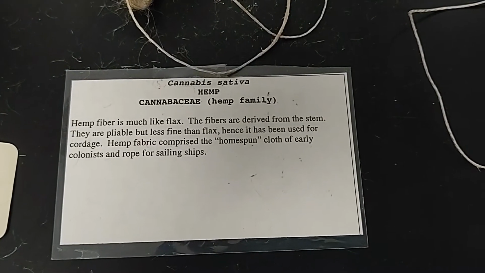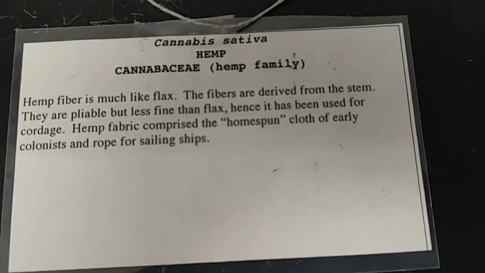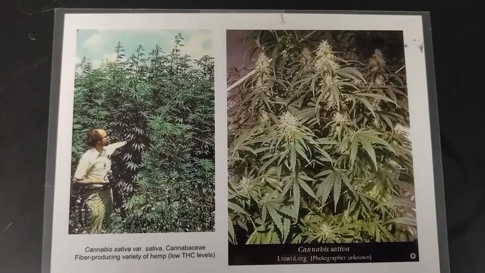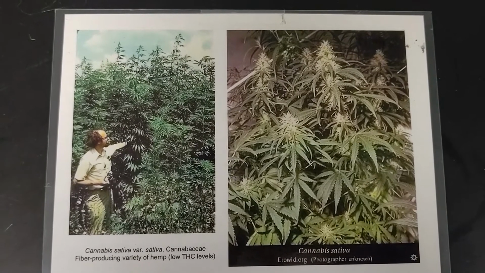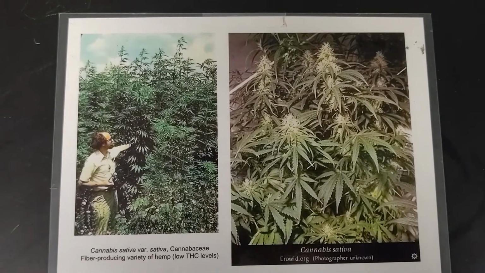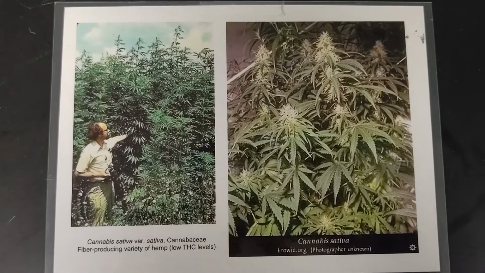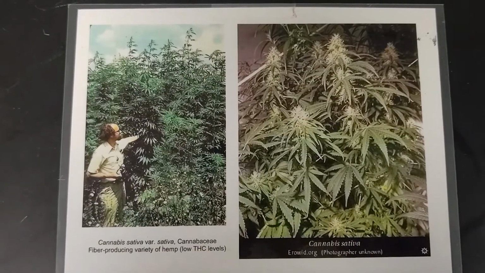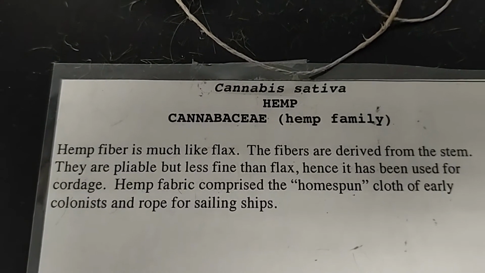The next bast or soft fiber we'll discuss is hemp, Cannabis sativa. You've likely seen this before, but as is noted at the bottom, the fiber-producing variety of hemp has a very low level of THC, so any psychoactive chemicals are pretty low in these plants that are produced just for fibers. See that hemp fiber is a lot like flax. They're both from a stem.